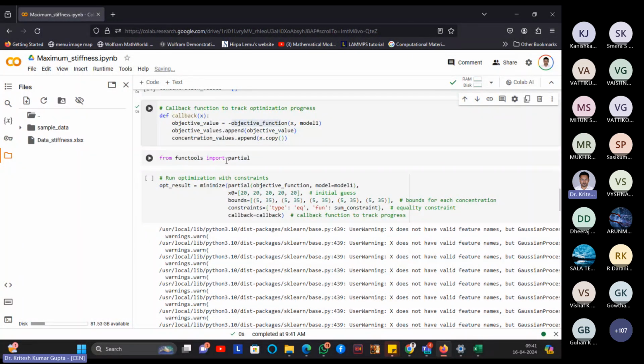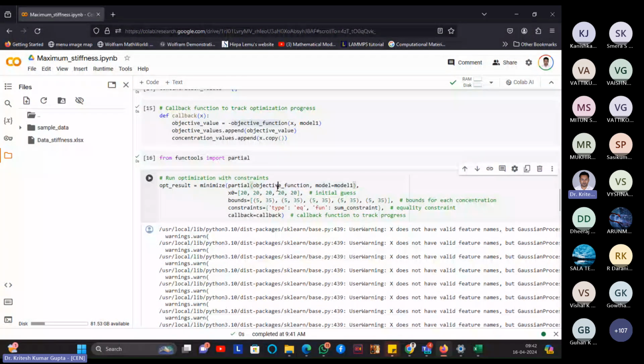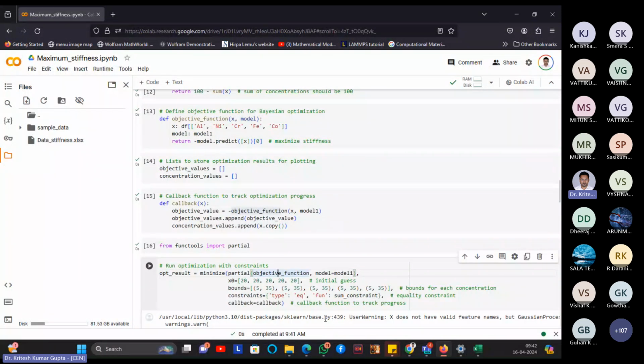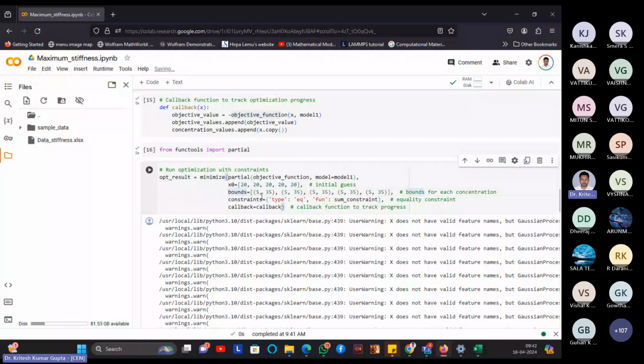Okay, so from functools, I'm importing partial. This particular portion is where I'm going to implement the optimization process. This partial is utilized over here. I'm taking the objective function and model into account. The objective function is the function which I have defined here, and the model we already defined earlier. This is the initial guess where all the input features are at 20, 20, 20, and 20. Bounds I have defined for each input feature, that is 5 to 35, 5 to 35, 5 to 35, like this.